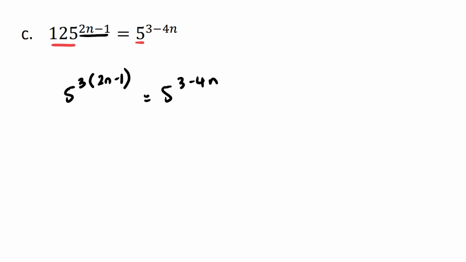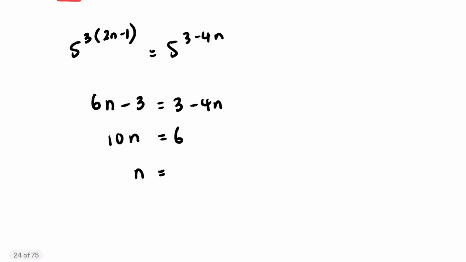Now that the bases are the same, we can equate the powers, and I'm just going to expand at the same time as well. Get all the n's on one side, all the numbers on the other, so it'll become 3 plus 3, and then divide both sides by 10, which should give you 3 on 5.